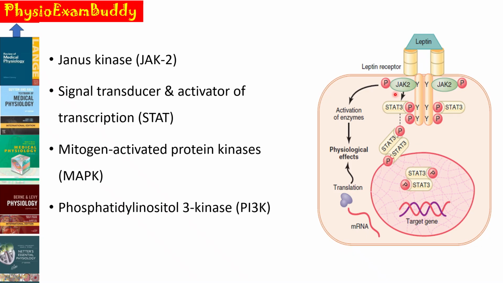And you can also see in this diagram JAK2 phosphorylation. They can also activate several other enzyme systems that mediate some of the more rapid effects of leptin, such as mitogen activated protein kinases, that is MAPK, as well as phosphatidylinositol 3 kinase, that is PI3K, which can also be activated by these JAK2 proteins.